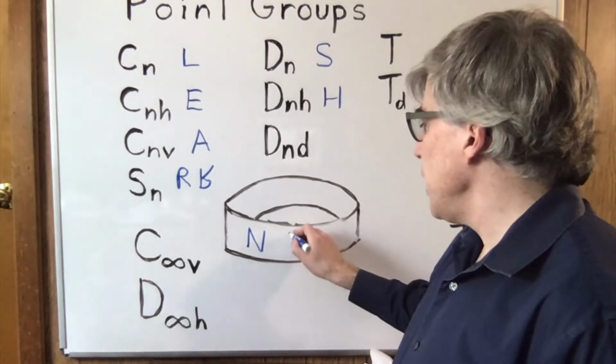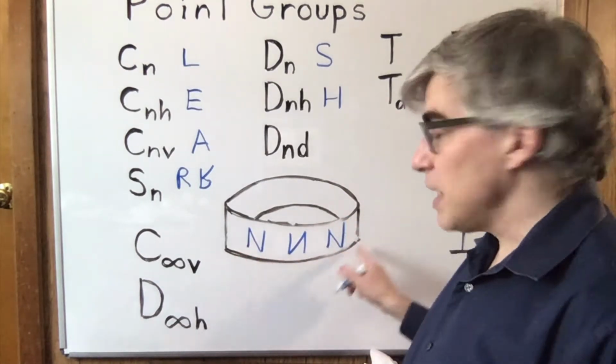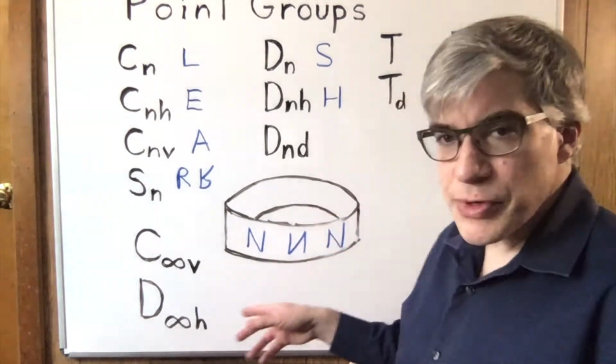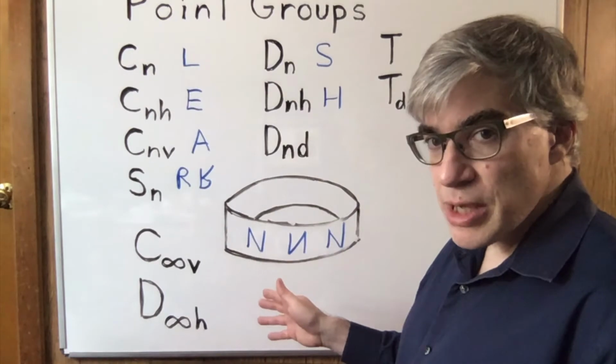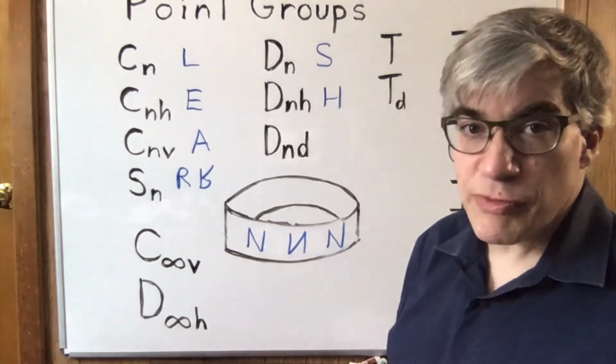DND is a trickier one. I use the letter N followed by a backwards N. So again, it has to be an even number. What makes that different from DNH? It has rotation symmetries and it has vertical reflection planes. It does not have the horizontal reflection plane.